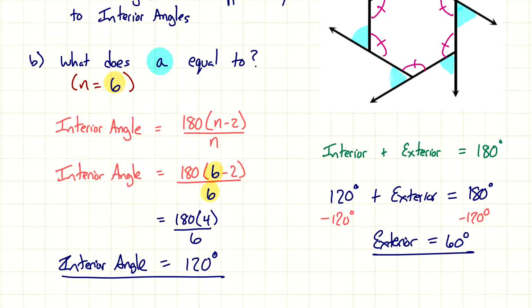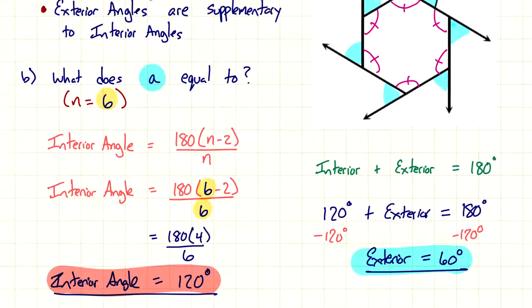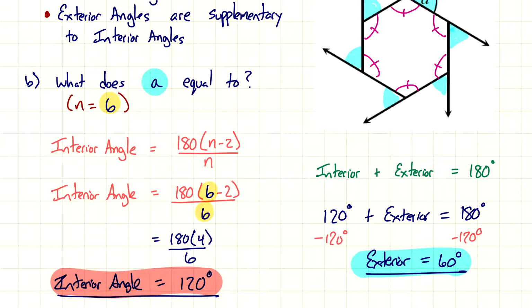All right, so we just figured out our exterior angle is 60 degrees, and our interior angle was 120 degrees. All right, makes sense. They add up to 180. All right, so that is what you need to be able to do.